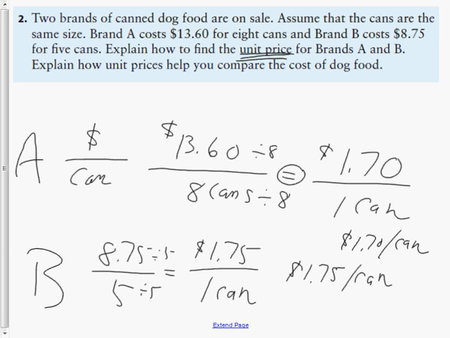So brand A is slightly cheaper. It's a nickel cheaper a can. And because the prices are so close, most people would just go with whatever brand they prefer, A or B. It doesn't matter because the percent difference per can is very little. It's probably less than a 3% difference per can.